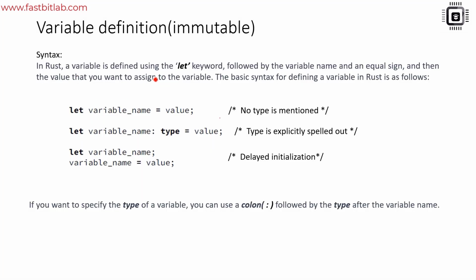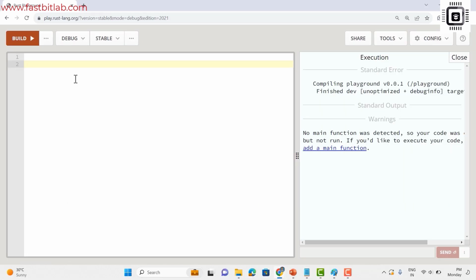Now let's see how to define a variable. Very simple, you just have to use the let keyword followed by the variable name and then equal sign and then the value that you want to assign to the variable. So now let's learn how to create variables in the program using the let keyword. Now let me write the main function first.